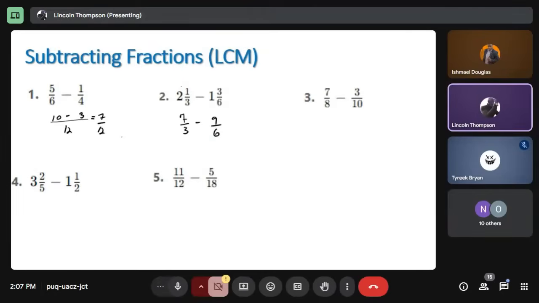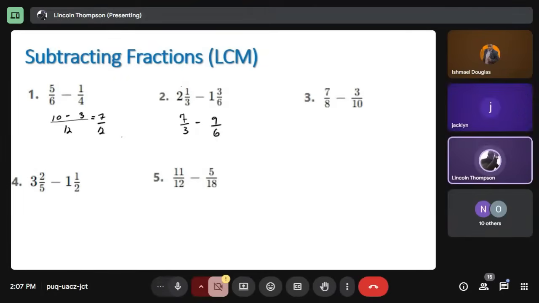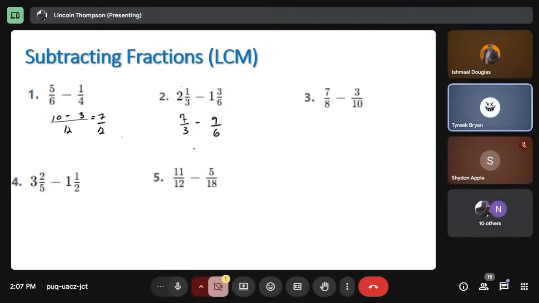9/6. Boom. So now I want somebody else to give me the LCM for 3 and 6. 6, sir. Excellent. Because 6 is the lowest multiple that is common to 3 and 6.